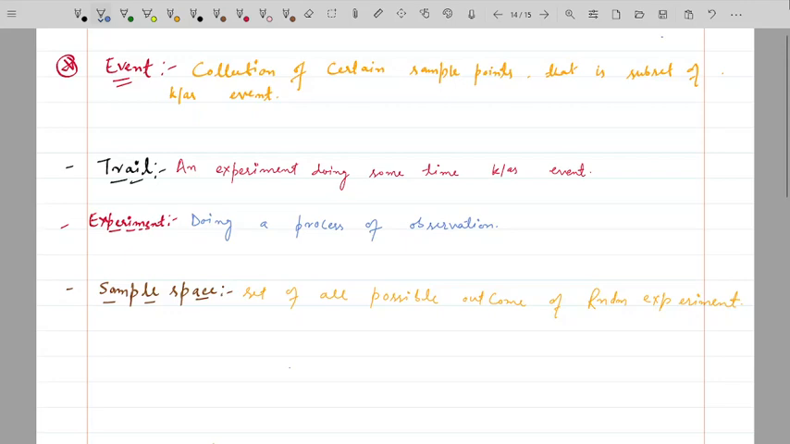So in this video tutorial we will discuss some important definitions of the probability theory. One by one we will discuss all the definitions with examples.